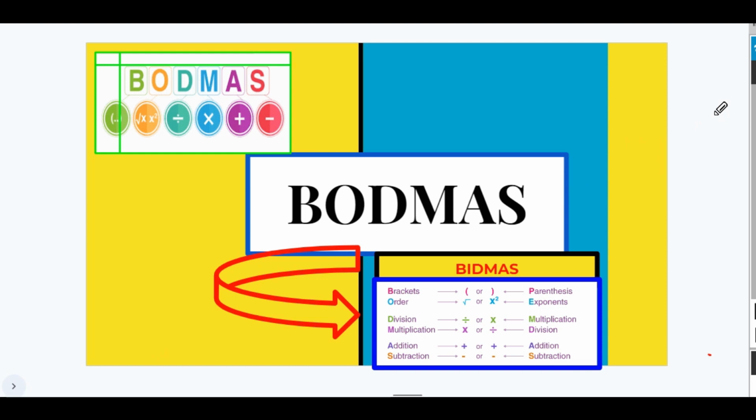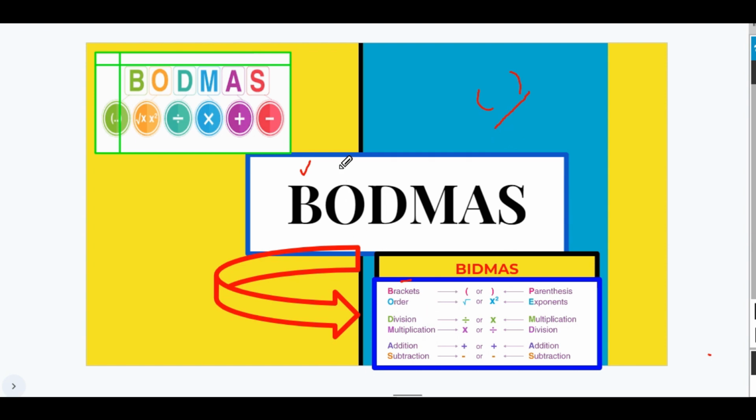Welcome to your math class today, and today's topic is about BODMAS. So what is the meaning of B? B means brackets. Okay, look in this picture. Brackets are also called parentheses. This is the first thing you need to solve in your questions.